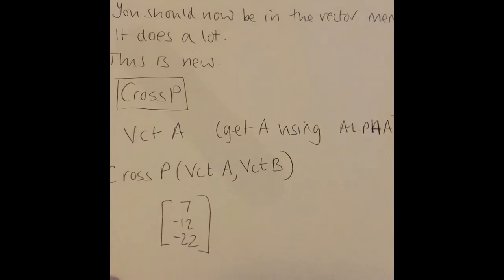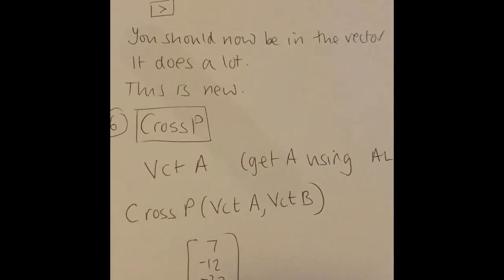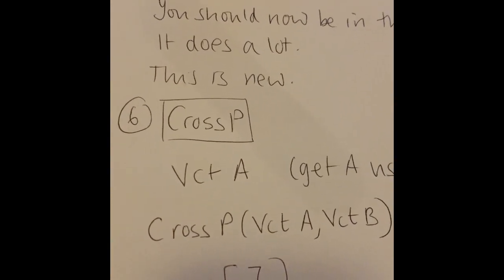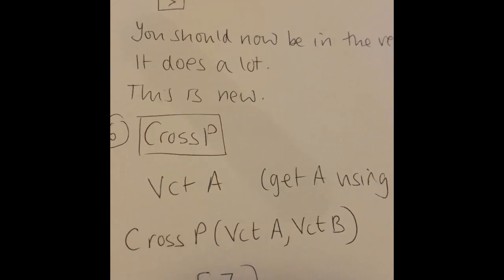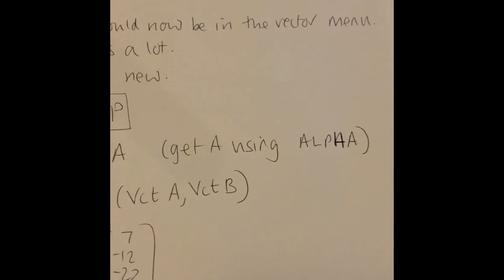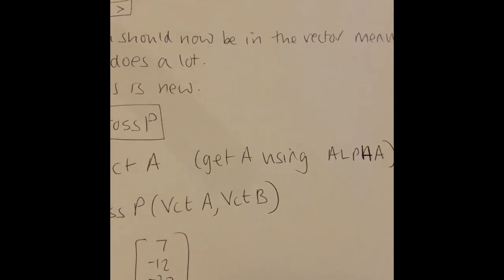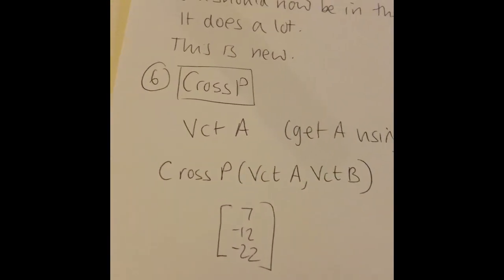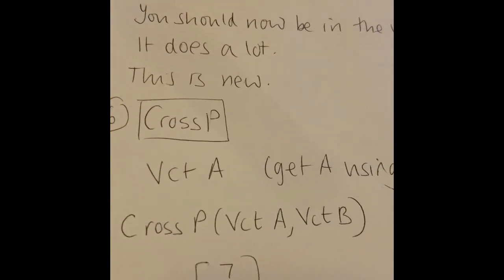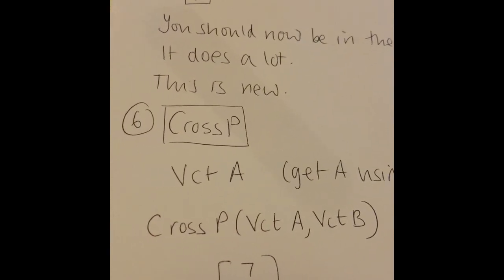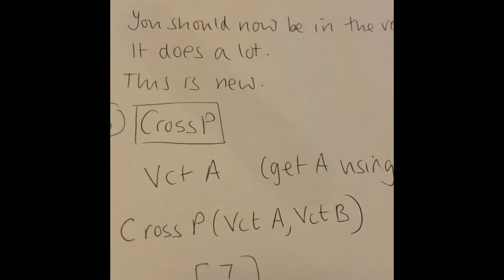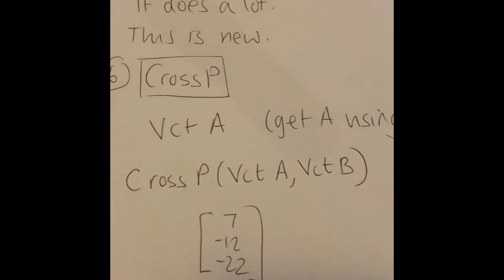So again, this does quite a lot and it's pretty new to us. You can see that there is an option that says cross P. So you select that. You're then going to select your VCT button and A, and you get your A by using the pink alpha button. So cross P, it'll open a bracket. You then have VCTA, VCTB, and you then close your bracket and it will work it out for you.